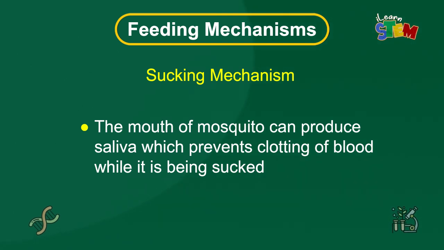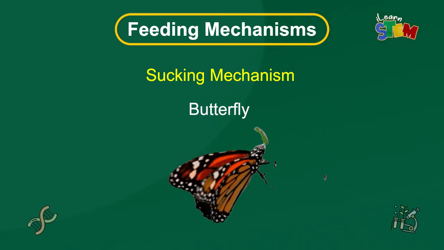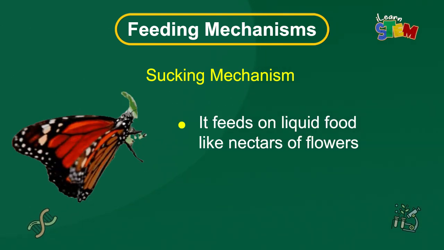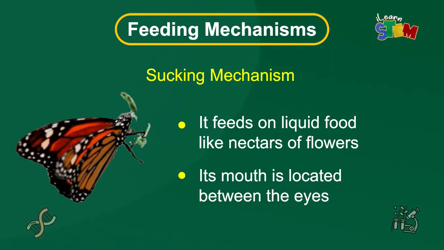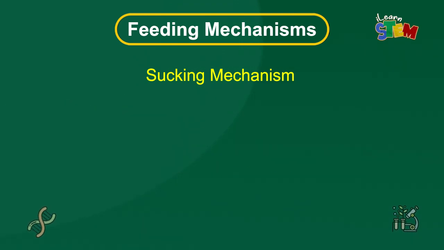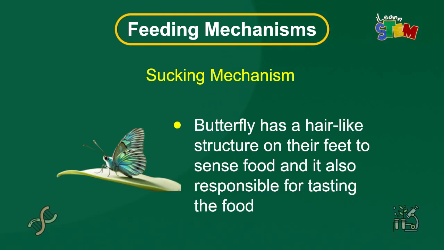Let's look at the next organism that exhibits the sucking mechanism. Next is the butterfly. The butterfly feeds on liquid food like nectars of flowers. Their mouth is located between the eyes, and it's modified for sucking. The butterfly possesses a long coiled proboscis, which is used for sucking nectars of flowers. And this proboscis can be recoiled under its head when not in use. Butterflies have hair-like structures on their feet to sense food, and it is also responsible for tasting the food.